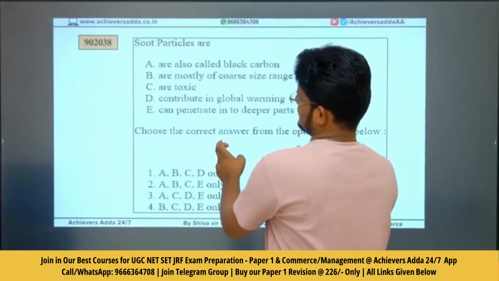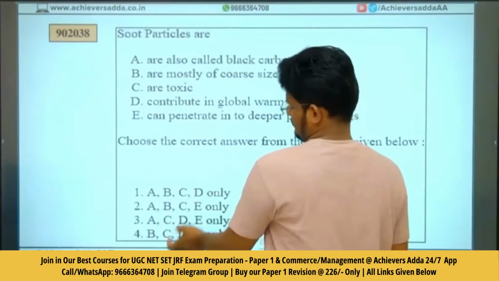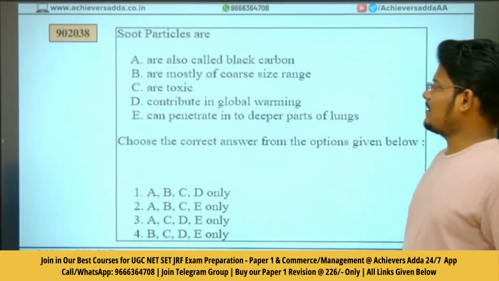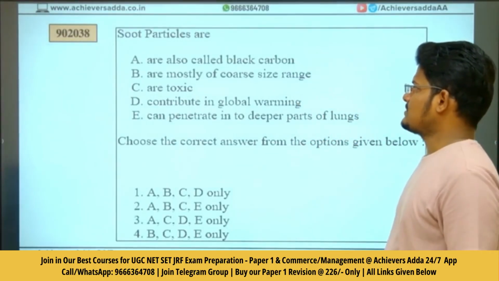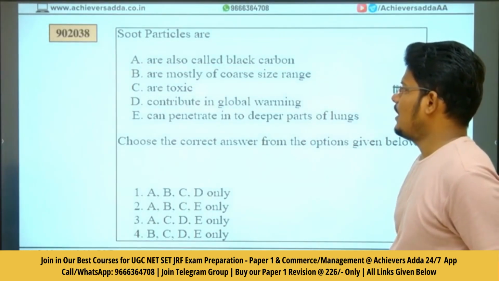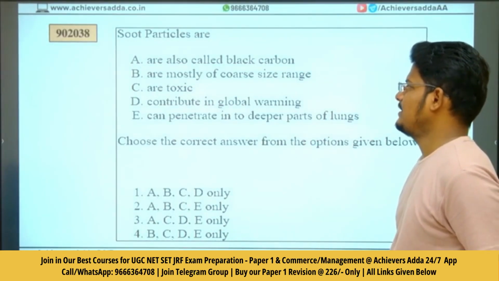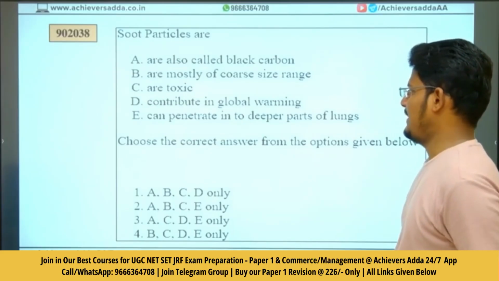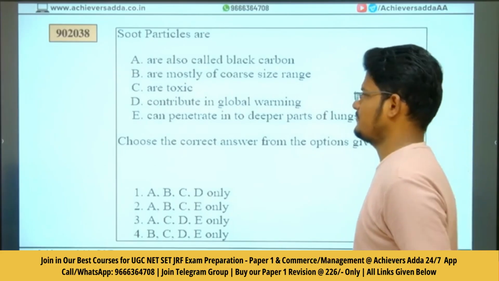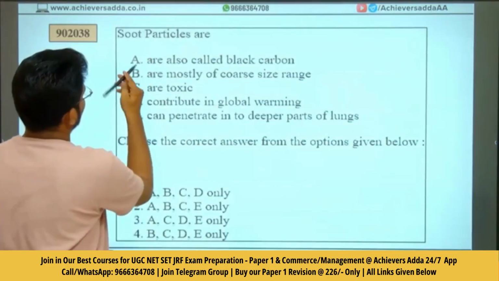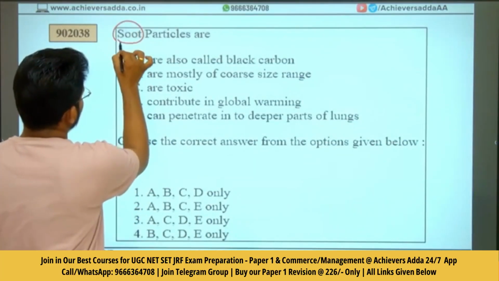Soot particles are also called black carbon, mostly in the fine size range, are toxic in nature, contribute to global warming, and can penetrate to deeper parts of the lung. This soot is very small. Soot particles are very small.